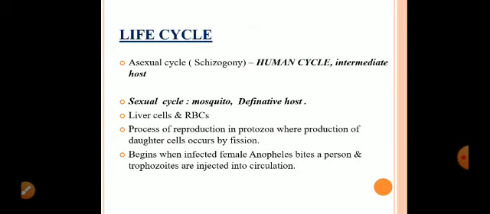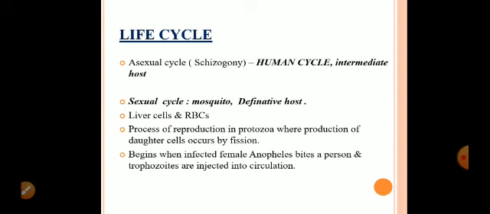Coming to the life cycle of malaria. The life cycle of malaria involves 2 species. A definitive host is a mosquito and an intermediate host is a human. The asexual phase of the cycle takes place in humans and the sexual phase takes place in the mosquito. The exogenous sexual phase in the mosquito is called sporogony, during which parasites multiply, and the endogenous asexual phase in humans is called schizogony.